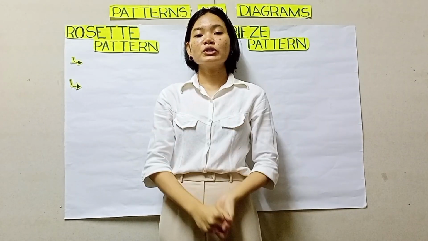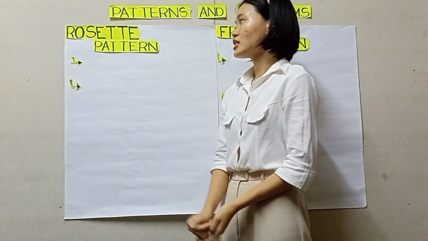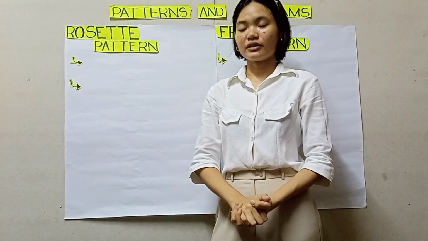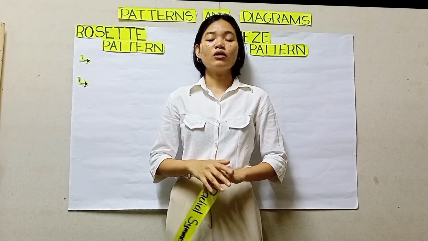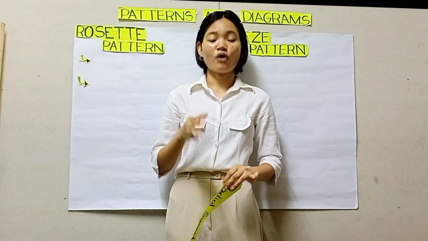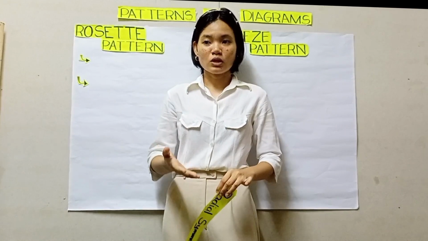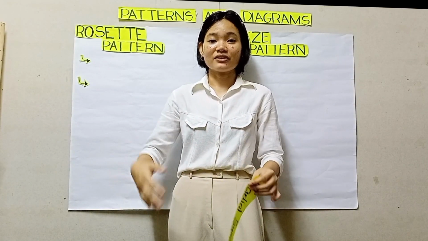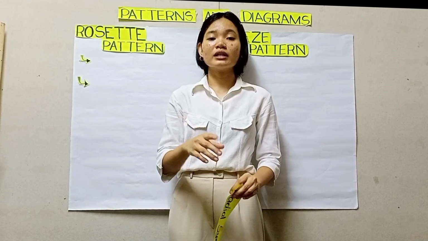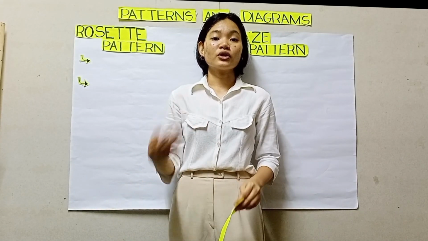Now, going to our first pattern, let's focus on Rosette pattern. Rosette pattern first appeared in the 4th millennium BC in Egypt. So, it is ancient. It exists in early times. And it also appeared in Minoan Crete.